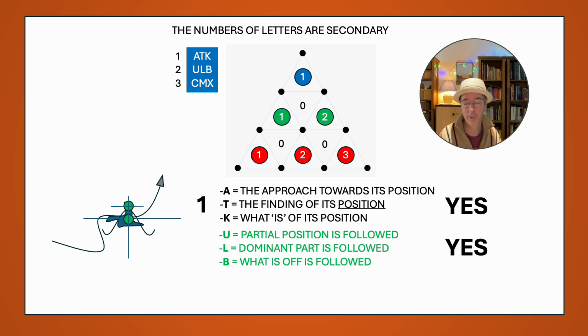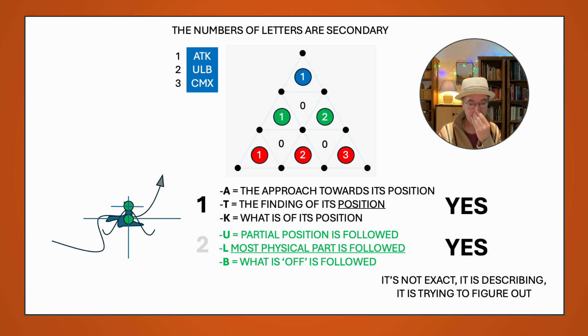The next level, with number 2, with ULLB, you know already that it's not exactly the position, so you follow what is different. You follow its differences. You can only follow what is most clear to you. It's just an interpretation. So you follow the partial position in U. You follow the dominant part in L. And you follow what is going into a different direction at B.